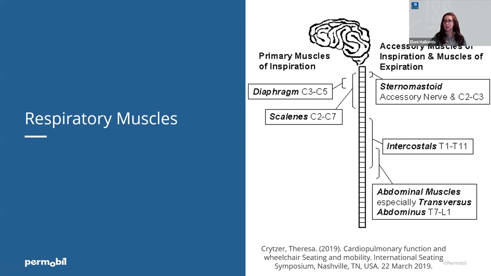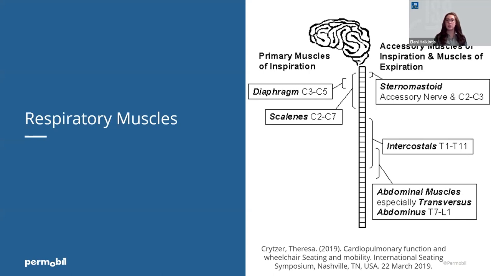And that certainly can affect a range of body function, not the least of which is mobility-related activities of daily living and wheelchair propulsion. When it comes to respiration, there are several muscles involved. For inspiration, the primary muscles are innervated through the cervical region. So we have the diaphragm and the scalenes innervated at C3 to C5 and C2 to C7 respectively. And then we have the sternomastoid, which is an accessory muscle for inspiration, and that too is innervated in the cervical regions at between C2 and C3.